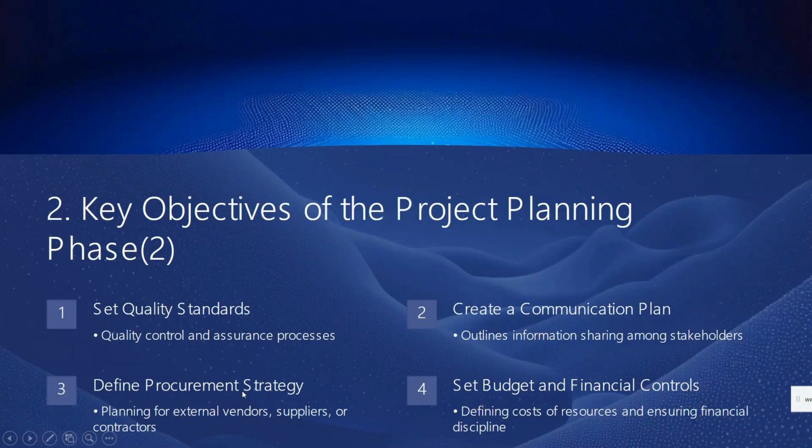Next, we have define procurement strategies. So you can see here planning for the external vendors, suppliers, or contractors. For projects requiring external vendors, suppliers, or contractors, procurement planning is essential to ensure timely and cost-effective acquisition of goods or services. Then in the last, we have set budget and financial control. So the project budget is created to define the cost of resources, material, and other activities, and to ensure financial discipline throughout the project life cycle.